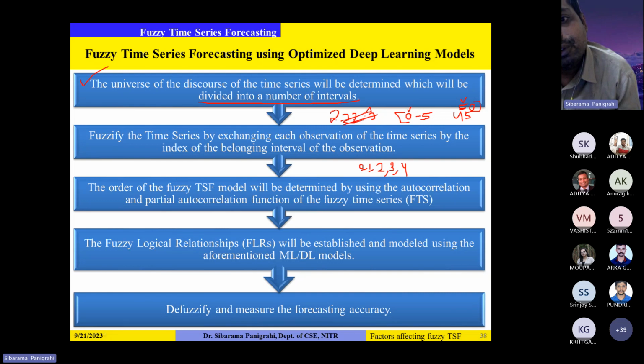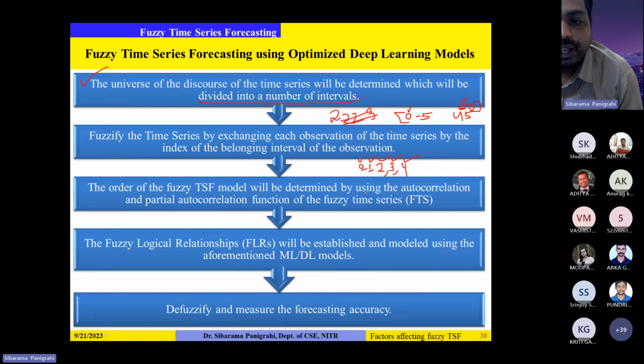So now you see, if you replace each observation by the interval index, then what you will get? You will get the time series in terms of linguistic variables, right? Here we are not considering the membership values. Even we are not computing the membership values, but there is another method for considering the membership value that I will go into. So after converting the time series into interval indexes, or fuzzy time series, we will apply the same time series forecasting method.